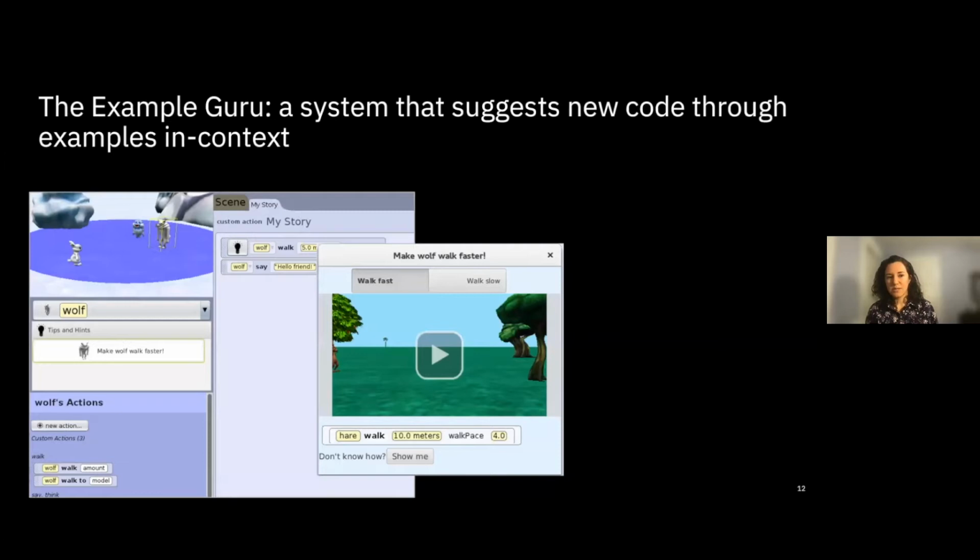And so what we did was we designed a system called the Example Guru, which is a system that suggests new code through examples in context. The main idea here was, again, not to force someone down a certain pathway, but to make subtle suggestions that could encourage kids to explore things that we thought they should explore, but they might not seek out on their own. I'm going to walk through the design of this and the details. This is just a high level picture of what we ended up doing.